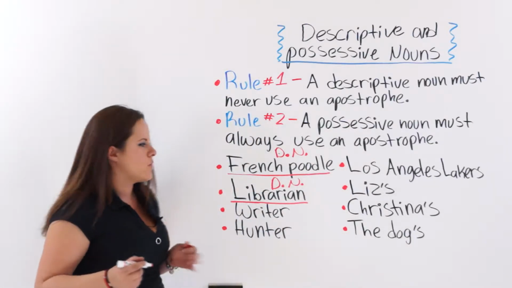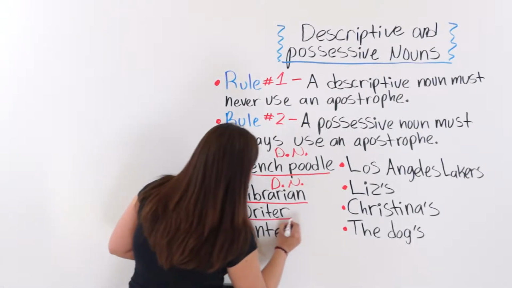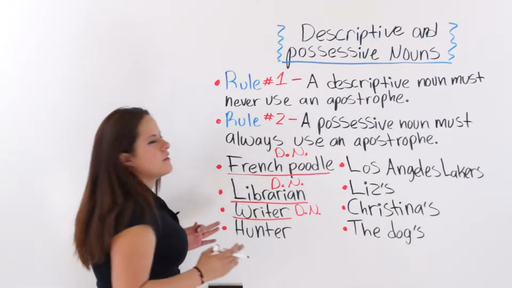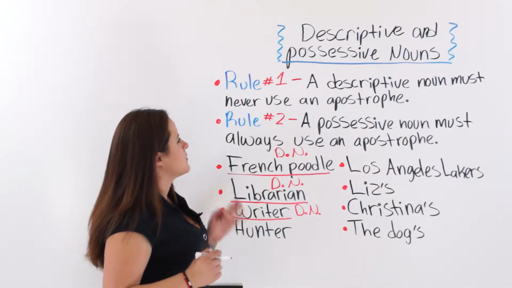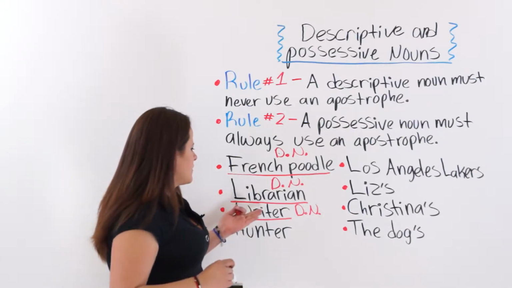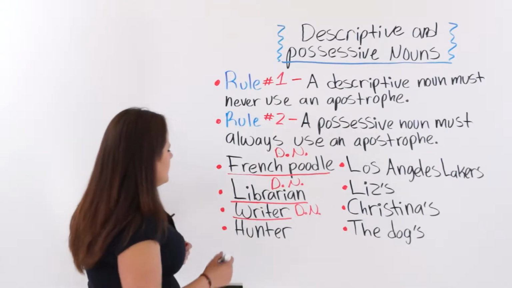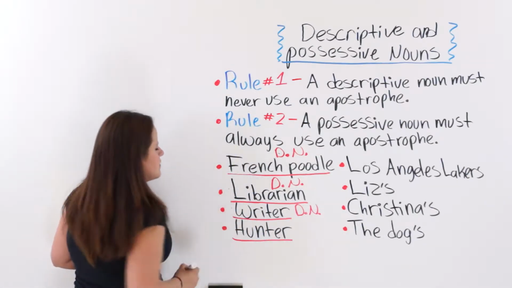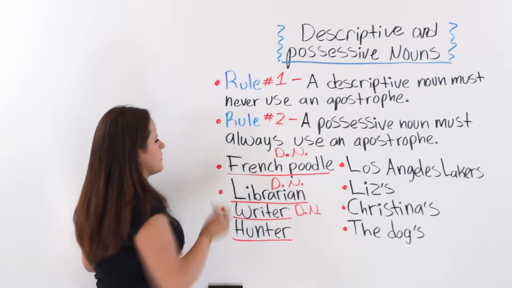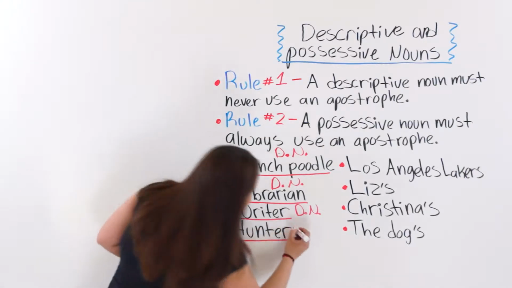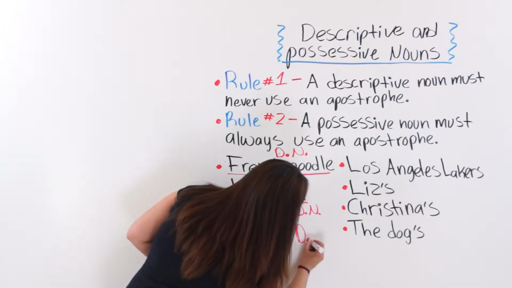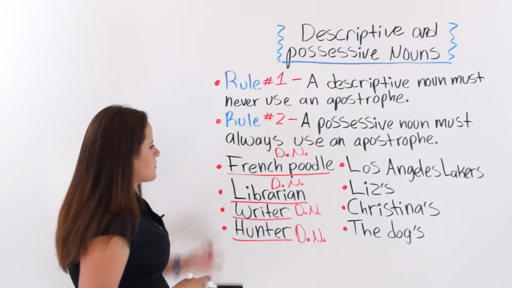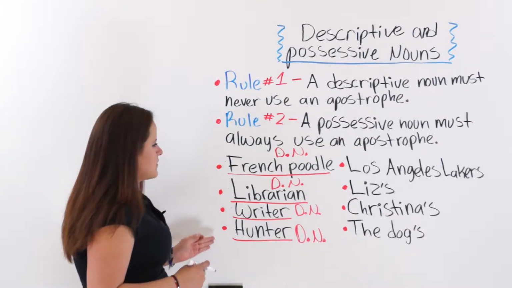Writer. This is also a descriptive noun. And as you can see, I am following the rules. A descriptive noun must never use an apostrophe. All right, and the third one says hunter. These three tell you what a person does, and this one tells you what something looks like, or gives you more information about the personality of the noun. So we have 4 descriptive nouns on this side of the board.